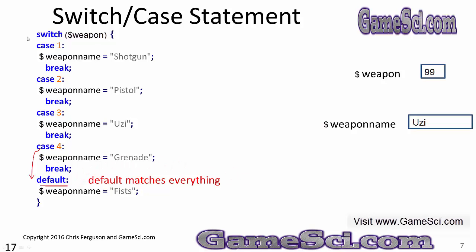The default case says if none of these match, execute the default. It's kind of like that final else in the else if statement. It matches everything. If my weapon number does not match 1, 2, 3, or 4, it will execute the default. When it executes the default, weapon name will go to fist. You can see there's my new value in weapon name. And of course, when it finishes executing that case, it continues on with the program and executes the code after the switch case.